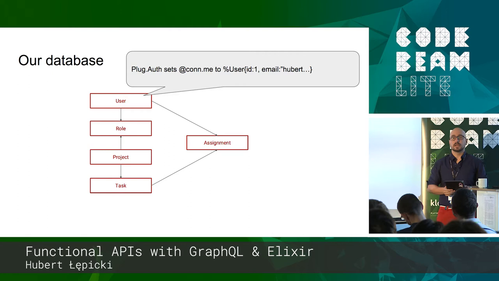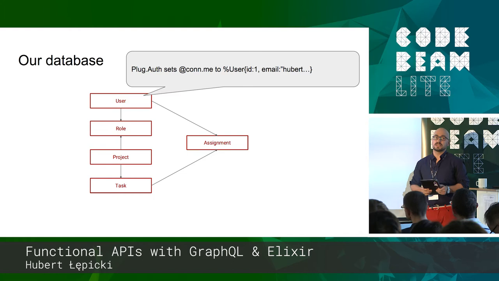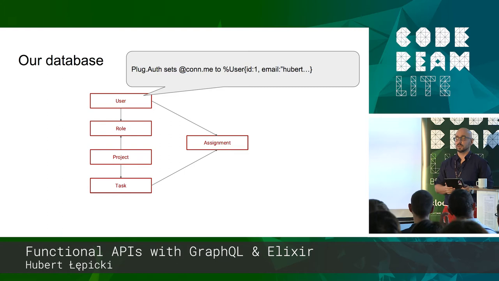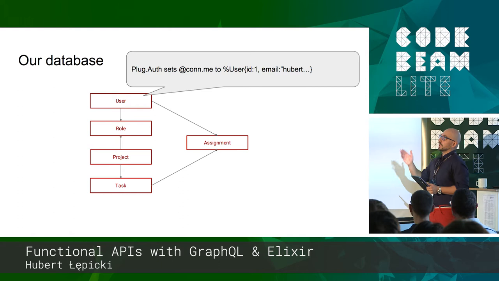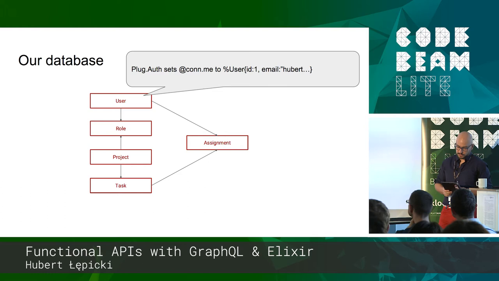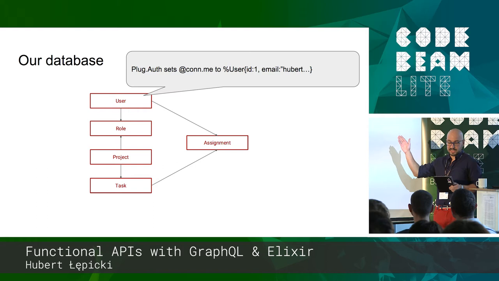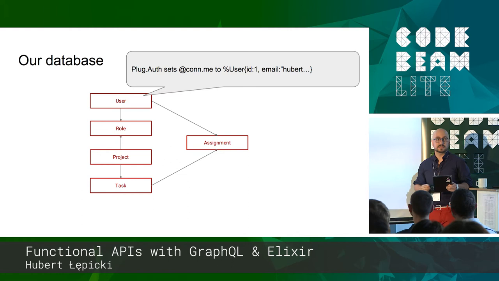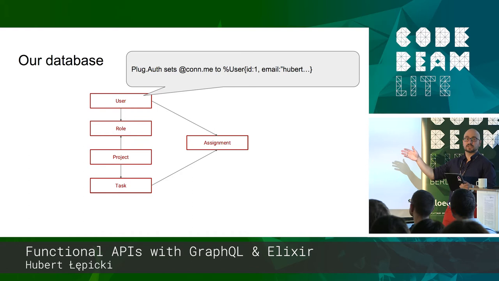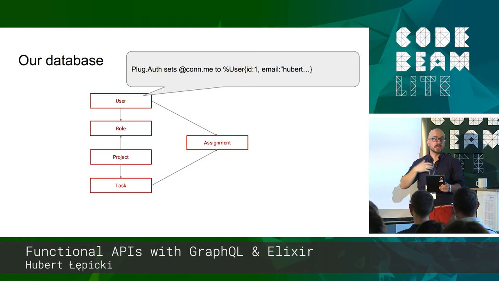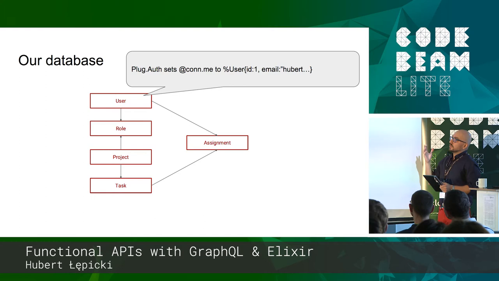GraphQL on its own doesn't handle authentication. You can squeeze it into GraphQL if you really want to, but usually you could just use a plug, some authentication plug that sets the connection's current user. I'm just using me here. And our database tables are just, we have the table for users. It has many roles. It belongs to projects, and project has many tasks. So we can go from a user to the list of my projects and the list of all the tasks in those projects. And for the assignment table, you would go to my assigned tasks, so the tasks that have been assigned to me, right? That sort of already looks like a graph, if you think about it.